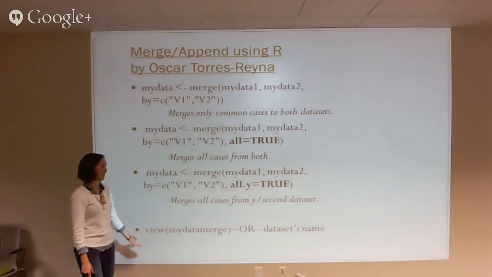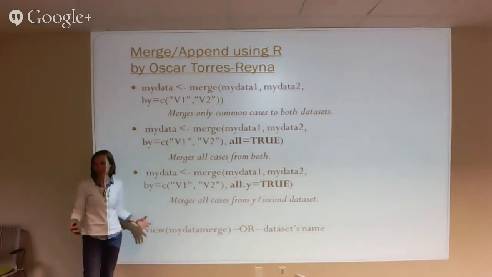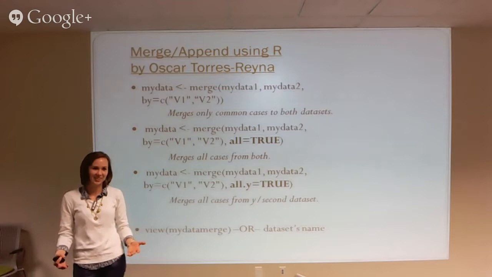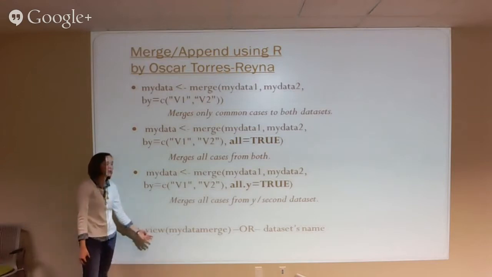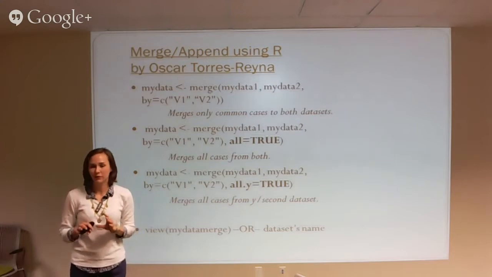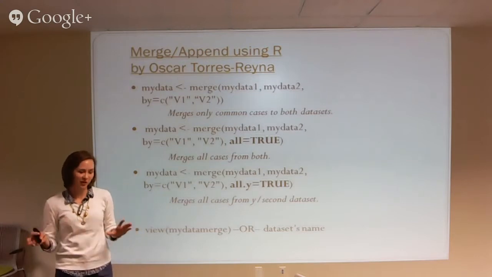And of course, if you want to see your data set after you've done it, because I'm a visual person, I can't just trust that it's there. I have to see that it's there, right? You can go to view your data or just type in your data set's name, and you should be able to double check, which is always good. Make sure everything is there.